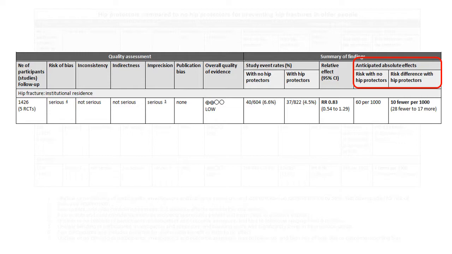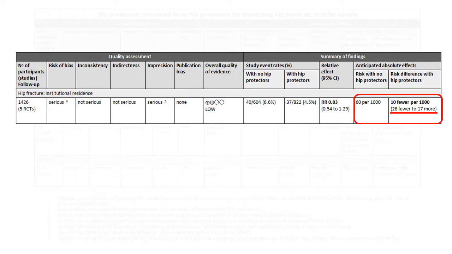In this table, the absolute effect shows what would happen in 1,000 people who wore hip protectors and what would be the benefit or harm with respect to hip fractures as compared to 1,000 people who did not wear hip protectors. Here we see that in a population where the baseline risk, or the control group risk, is 60 hip fractures per 1,000 people who did not wear hip protectors, there will be 10 fewer people per 1,000 who have a hip fracture if wearing a hip protector. Note again the wide confidence interval for the absolute effect.